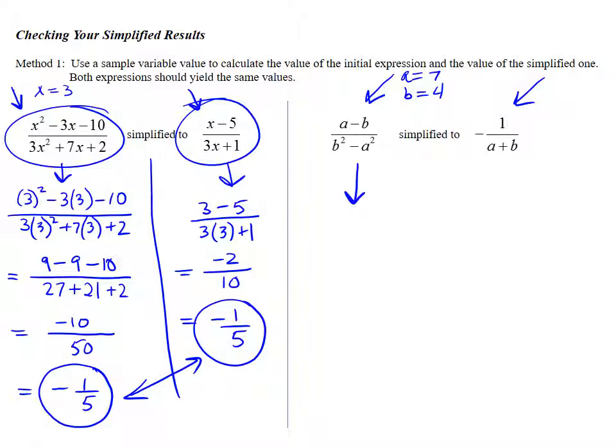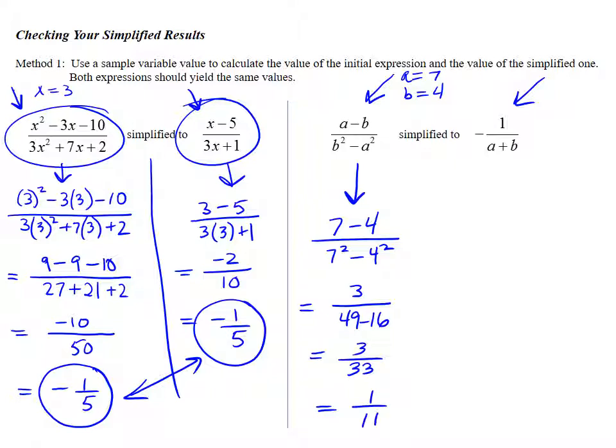Now, let's go ahead and plug these values in. So my a is 7, my b is 4, so my first fraction has 7 minus 4 in the numerator, then 7 squared minus 4 squared. If we continue to simplify this fraction, I end up with 3 over 49 minus 16. 49 minus 16 is 33. 3 over 33 is 1/11. Now, let's see if we get the same thing on the other side. We have negative 1 over 7 plus 4.